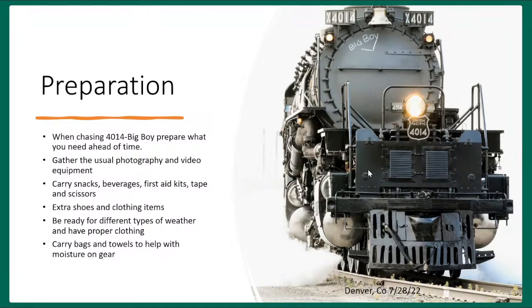So when either one, you need to make sure you're prepared. When you're chasing Big Boy, it can go up to 45, 50 miles per hour. So you got to be ready and just ready to go. That means you got to know your routes. You have to have all your equipment, anything you need for the day. There's not a lot of time to make pit stops to grab food and use the restrooms, so on and so forth. So it's good to have as much as you can with you.